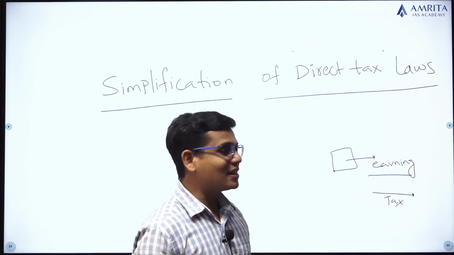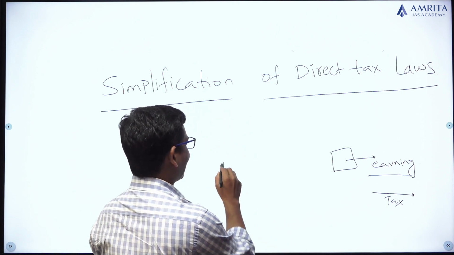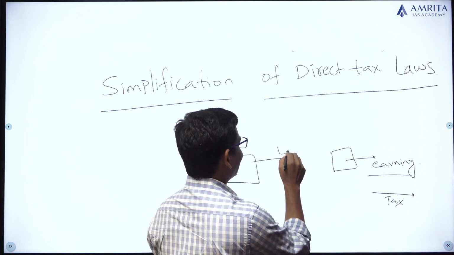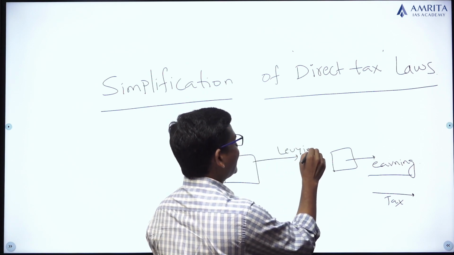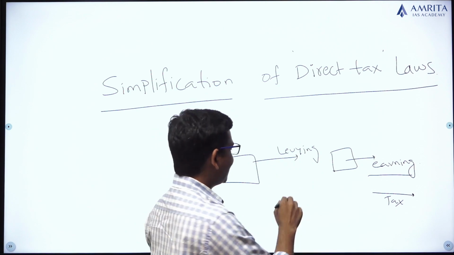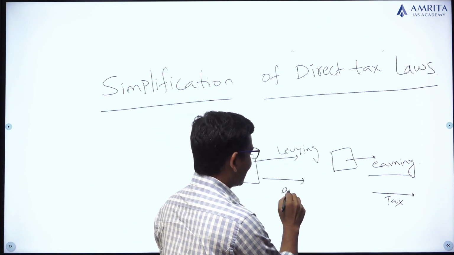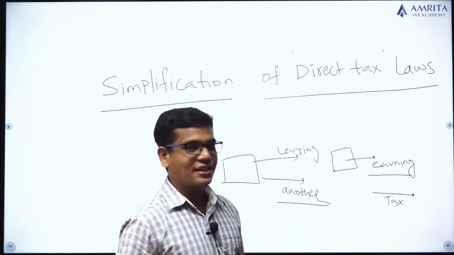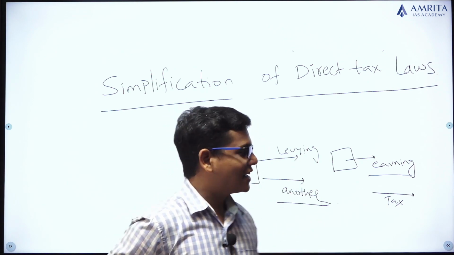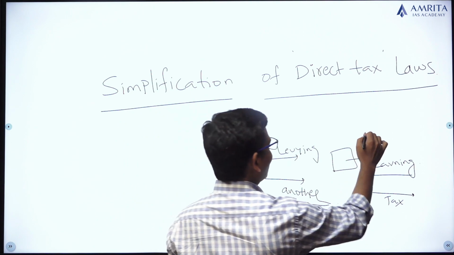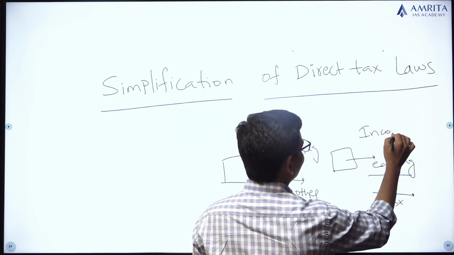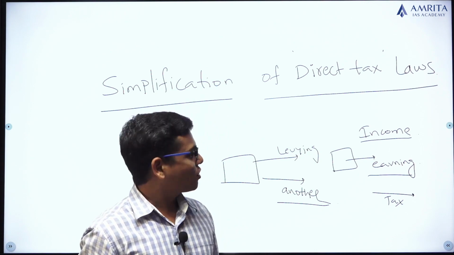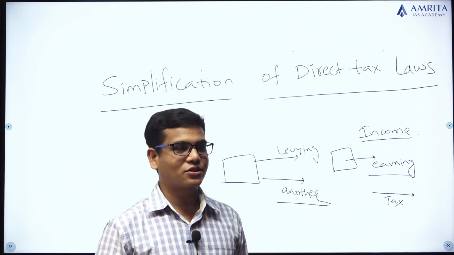Then what can be the other? There is another thing called indirect tax. Indirect tax means you are levying tax on somebody, he is paying the tax but he is collecting the tax from another person. This is indirect tax. I will give an example. The example for direct tax is income tax. That means I am earning the money, so I have to pay the income tax.